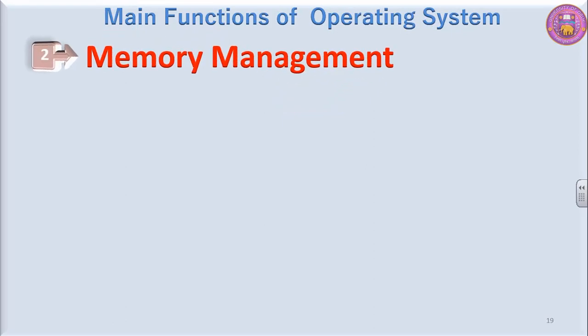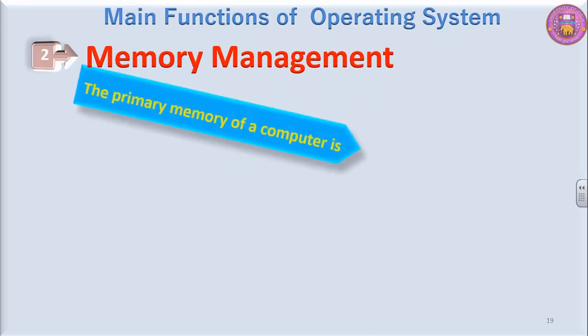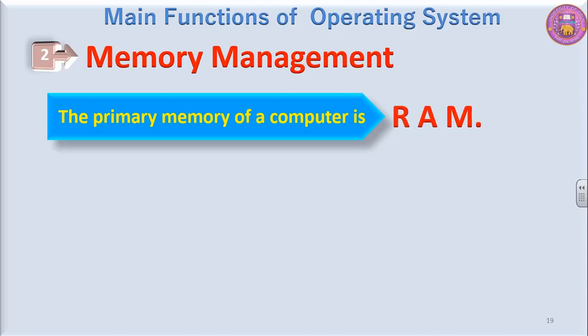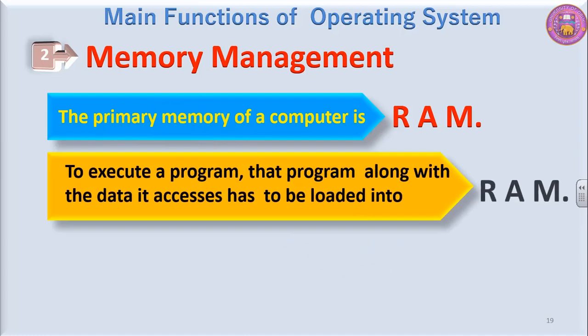The second function is memory management. The primary memory of computer is RAM. To execute a program, that program along with the data it accesses, it has to be loaded into RAM. Student, you must remember here one thing, that CPU talks only to one particular component, that is RAM. It accepts input from RAM and it gives output to the RAM. CPU does not talk to any other component in the computer.